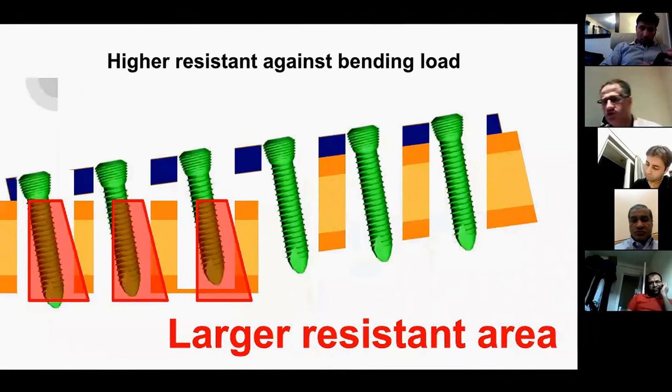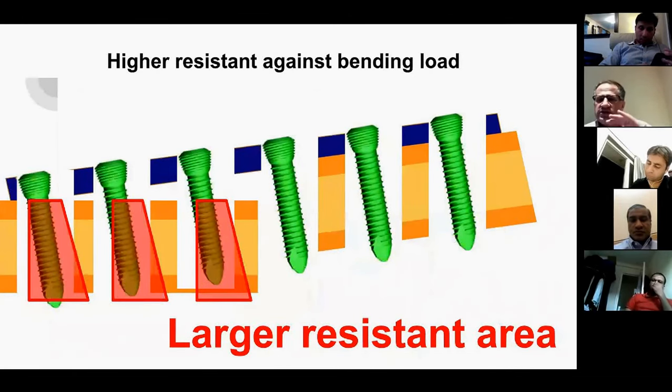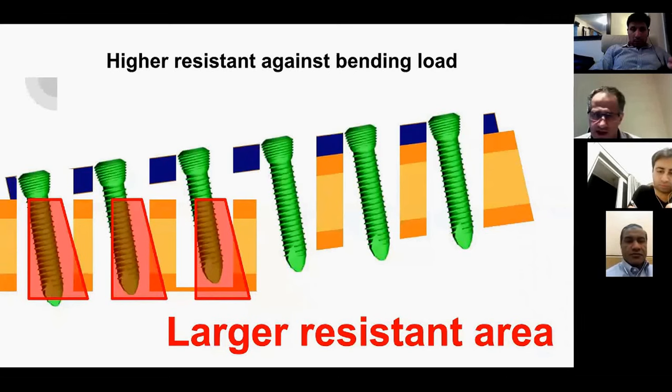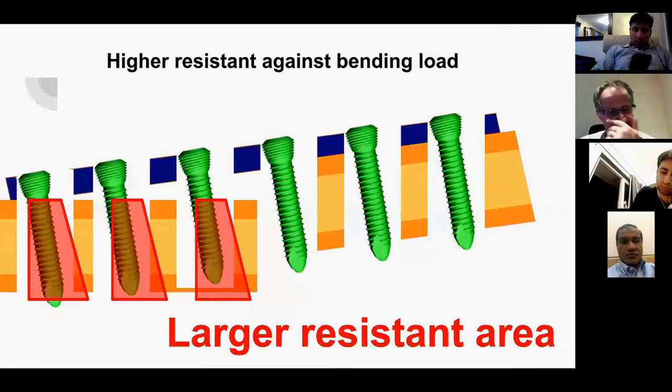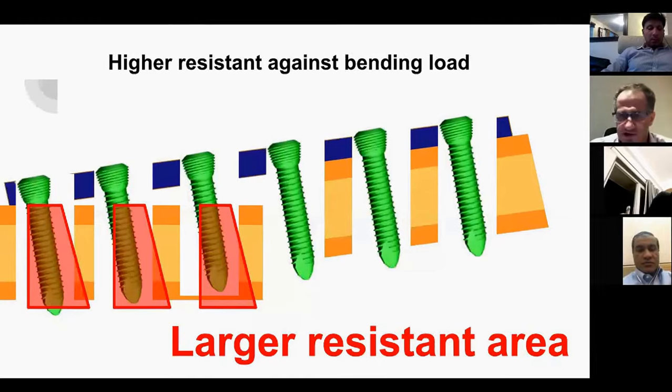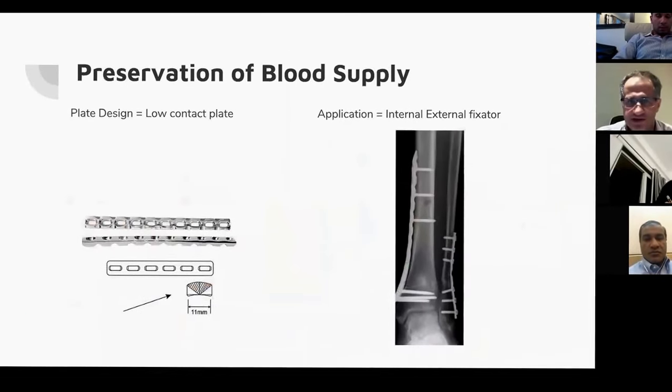While what we see with the locking plates is that you have a larger resistant area, but your force requires you to make sure all your fixed angle fixations fail at one go. So there are advantages to your locking plate. However, it's not necessarily always the right answer for this, and we'll come to why that is the case.